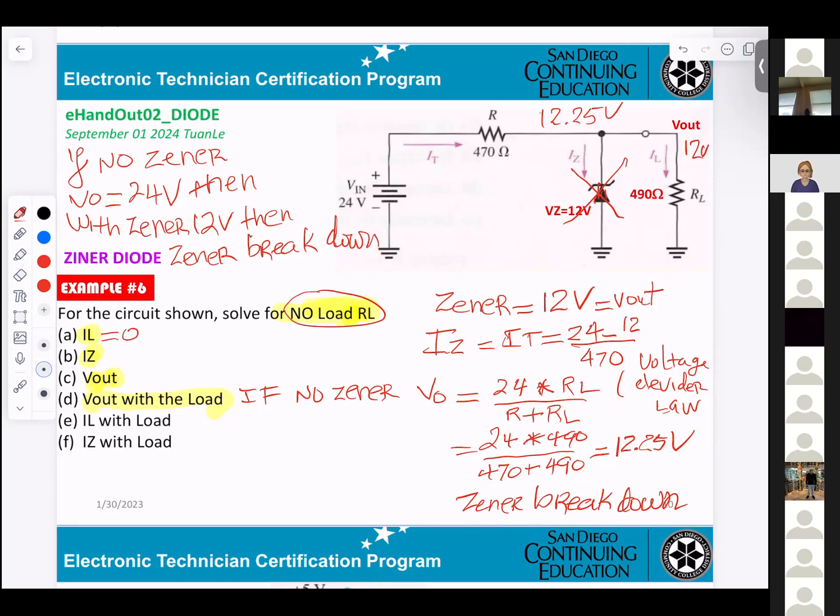So if I want to calculate the IL, the load current, IL equals V out divided by RL. And then they calculate the IZ. How can we calculate the IZ?